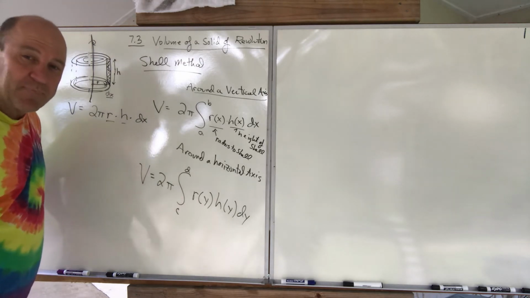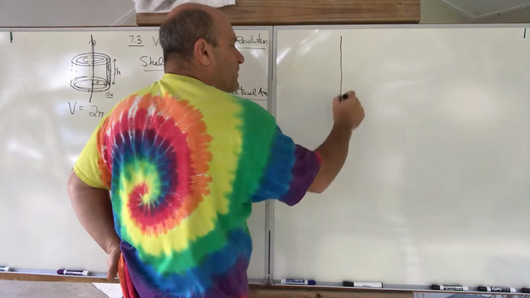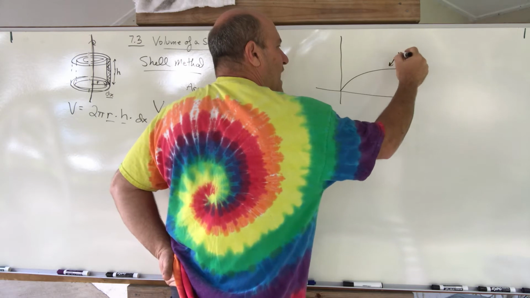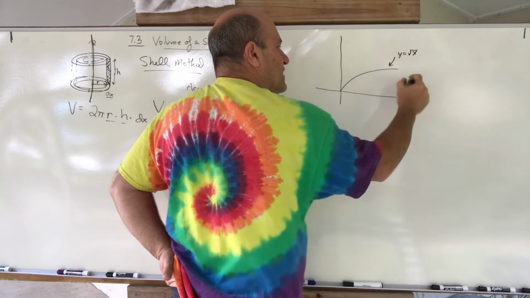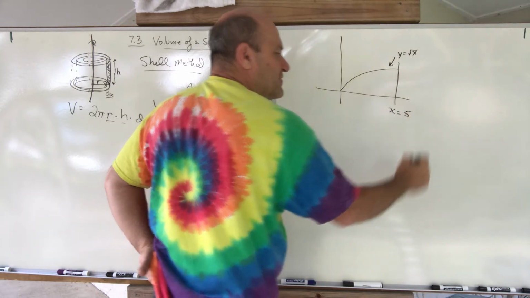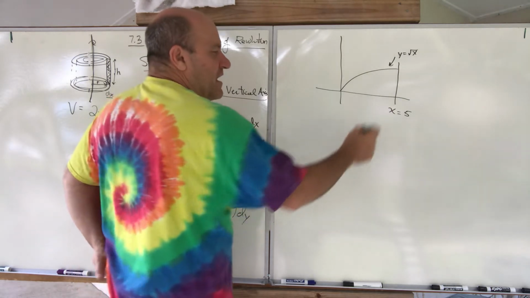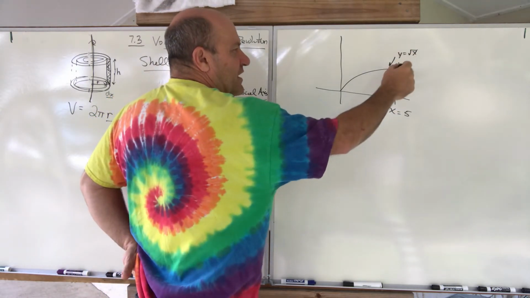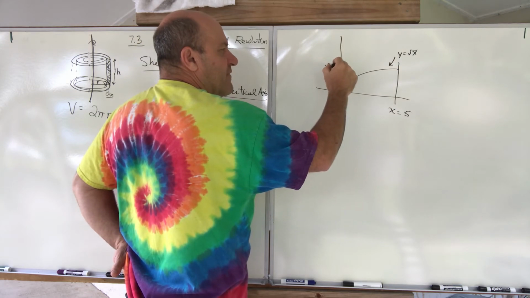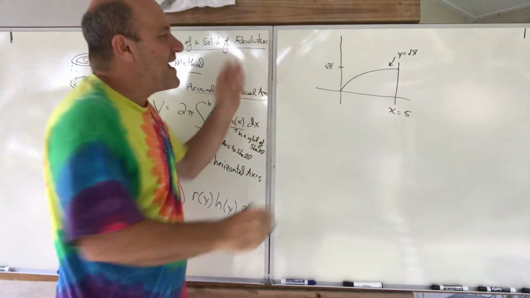Let's do an example. A classic example is this shape. We've done this shape before. This is the function y equals the square root of x. I'm going to bound it here with a vertical line x equals 5 just for fun. I could have picked a nicer number, but we'll do that. If x does equal 5 and you plug it in the function, the y value over here is the square root of 5. I don't think we'll need that. I'm going to spin this around the y-axis.